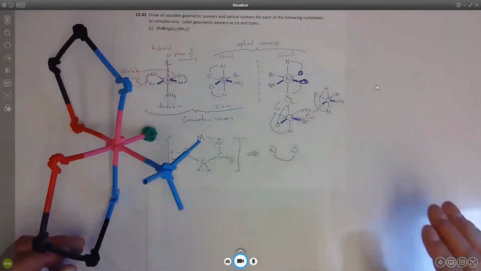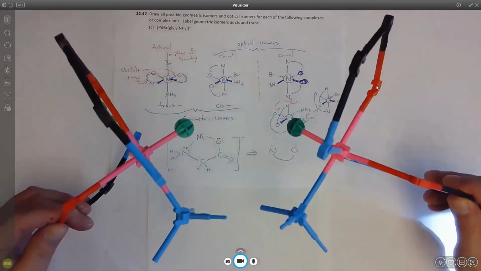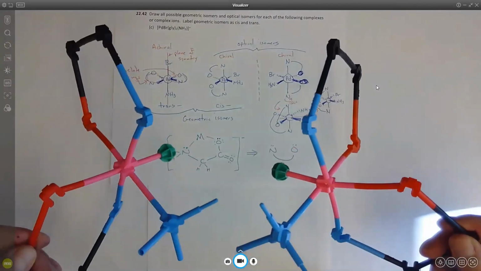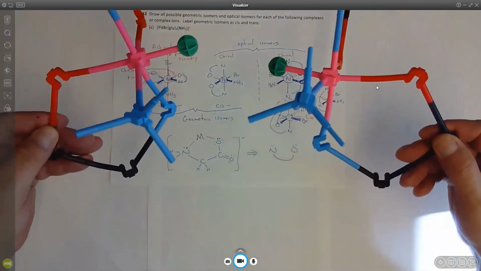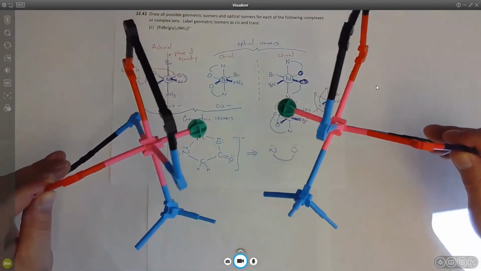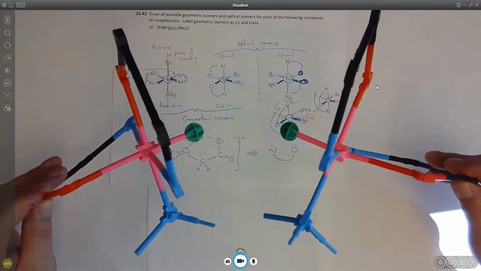Next, let's look at the other isomer. So this would be the mirror image, of course. So here you can see that they are clearly mirror images of one another, right? They are both going up and they're both going down on the bottoms. So they are clearly mirror images of one another, and that, of course, makes them optical isomers.